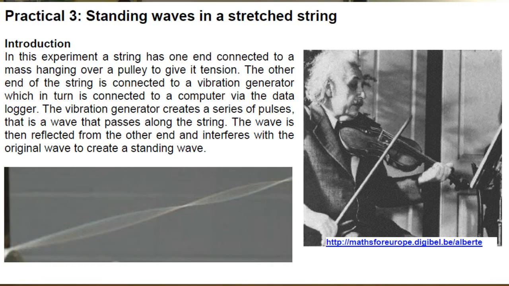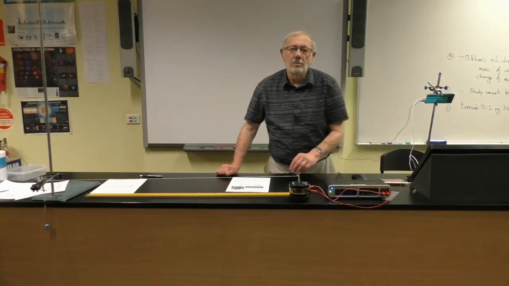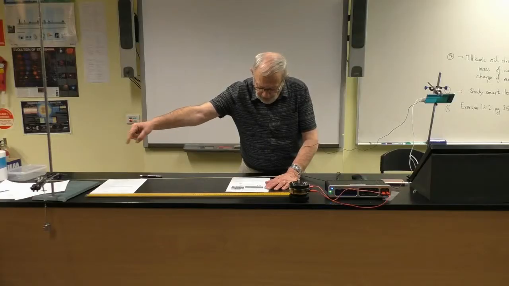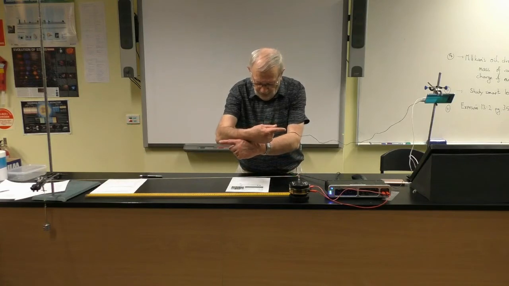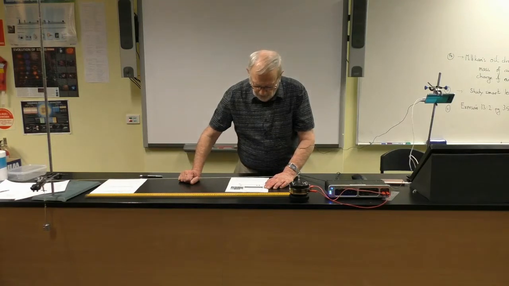The other end of the string is connected to a vibration generator, which in turn is connected to a computer via a data logger. So this is our vibration generator here. Here is our data logger, and it's connected to the computer here. The vibration generator creates a series of pulses, that is a wave that passes along the string. The wave is then reflected from the other end and interferes with the original wave to create a standing wave.